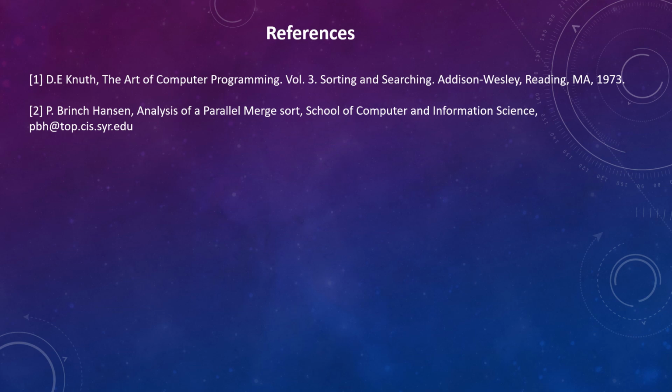Some references over here are again by Knuth, The Art of Computer Programming. This is a very good reference, I would say, and I suggest everyone give it a read if they can. And of course, The Analysis of Parallel Merge Sort by Mr. P. Bridge Henson. This actually talks about parallel merge sort, and I do suggest you read this if you have the time.